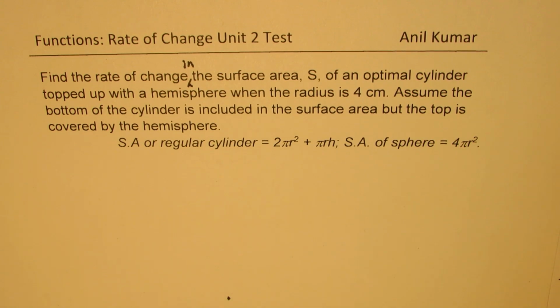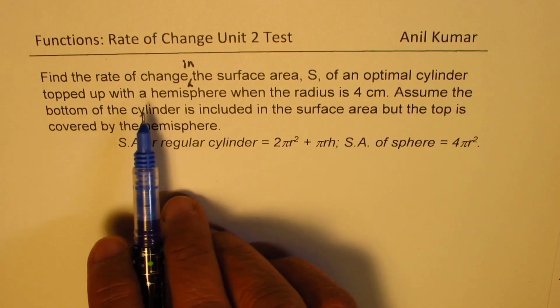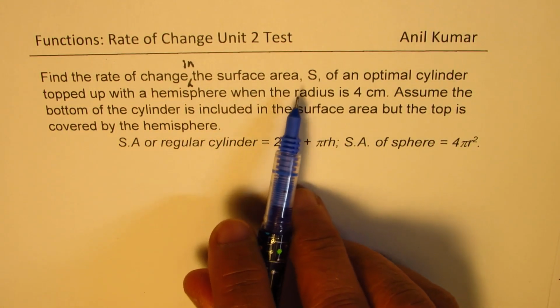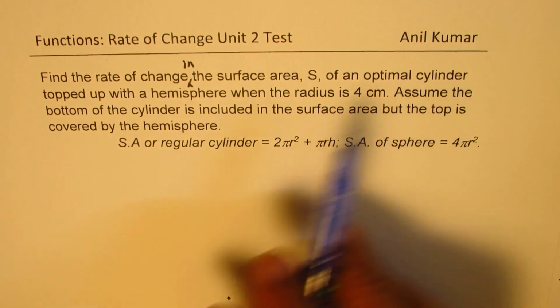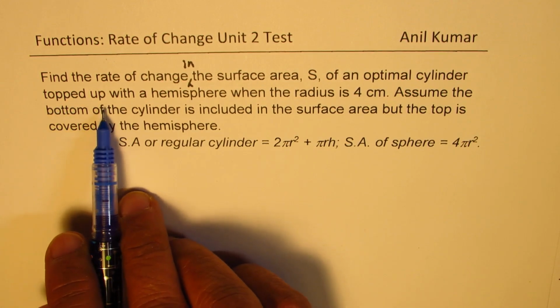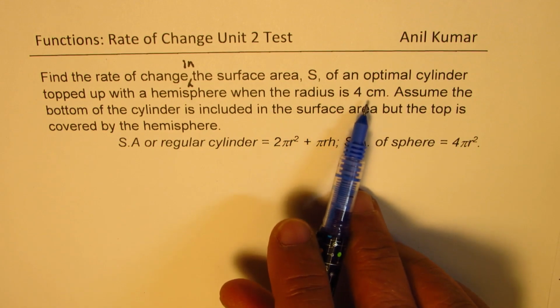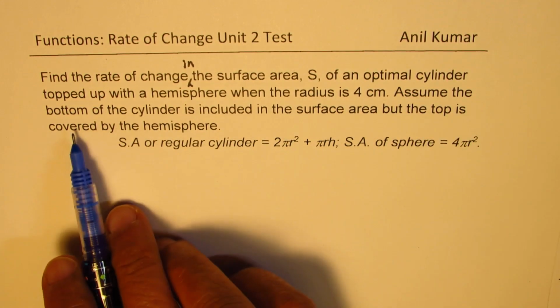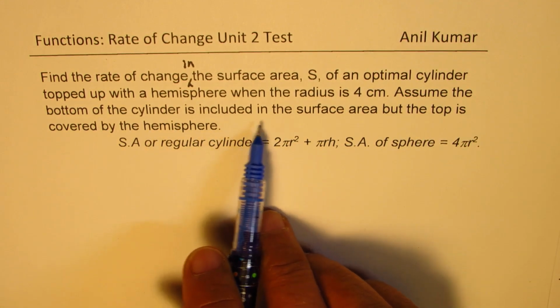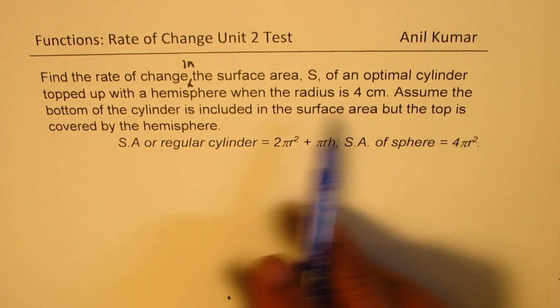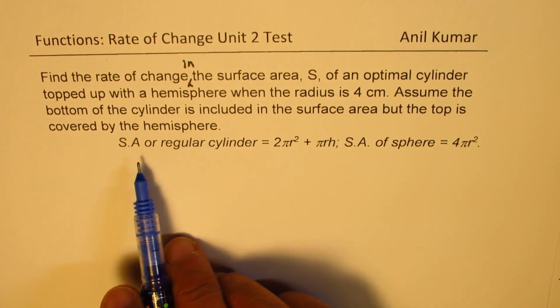Now, this is a prerequisite course for calculus. Here is an excellent question based on rate of change. The question here is, find the rate of change in the surface area S of an optimal cylinder topped up with a hemisphere when the radius is 4 centimeters. Assume the bottom of the cylinder is included in the surface area, but the top is covered by the hemisphere.